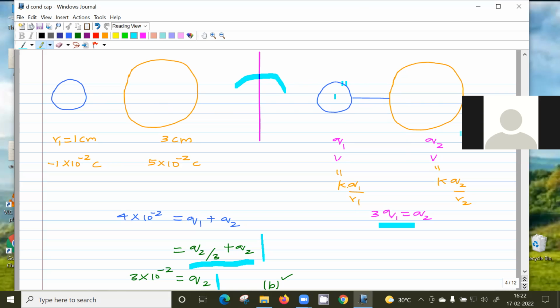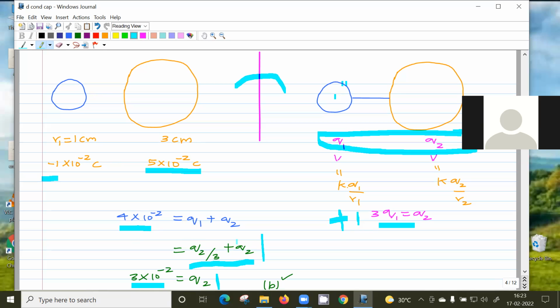During the transient period, there will be a redistribution of charges. That's why we have Q1, Q2 now. Q2 is 3. Initially it was 5, now it has become 3. And Q1 initially was -1. Now it will become +1, because these two should add up to 4, right? 3 and 1 add up to 4. So Q1 was initially -1, now it has become +1, because +1 plus 3 should give me +4.